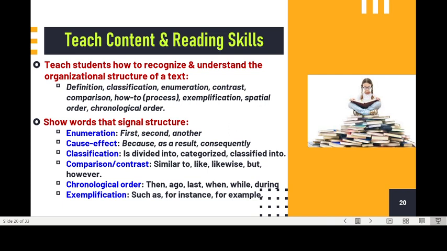Also, there are words in the text that signal structure. For example, words like first, second, another. When we see them, these show enumeration. They give points: 1, 2, 3, 4. If we see because, as a result of, consequently, here we have cause and effect. If we see is divided into, categorized, classified into, these show classification. If we see similar to, like, likewise, but, however, then here we have comparison.